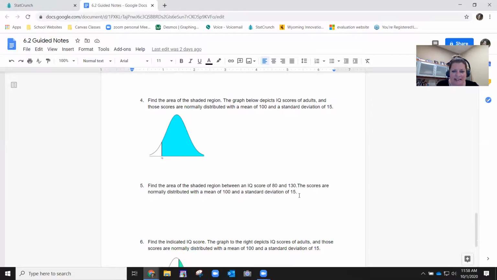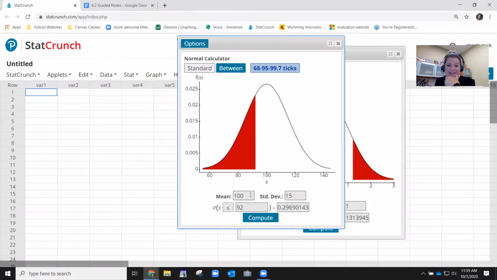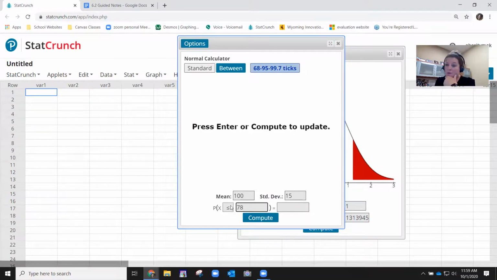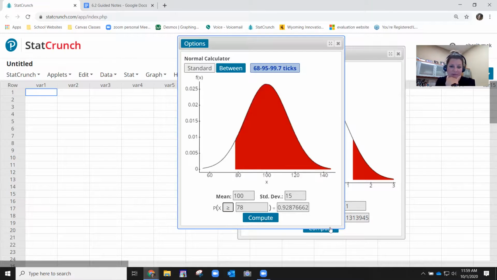How are we going to find this? We have our 100 and our 15, and we have our really small number of 78. So we want to know how many people are above a 78. That's pretty much saying how many people have a pretty normal ability to think or have that IQ. So then we would go over here, and where's the 78 go? It goes here. And was it above or below? It was above, and we compute. So 92.9% of people are above an IQ of 78.